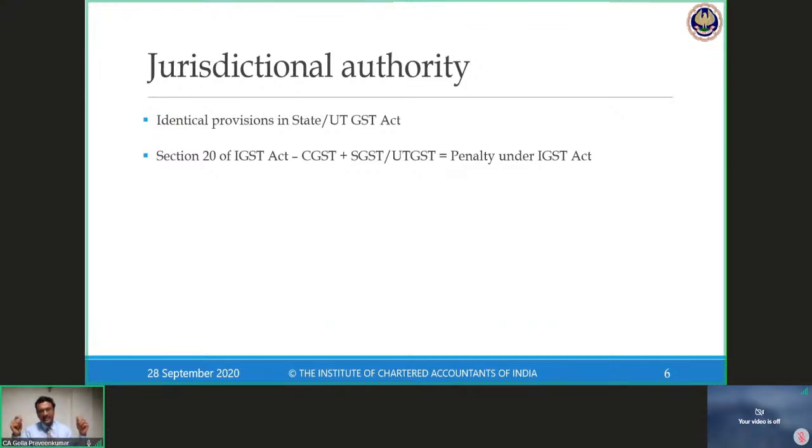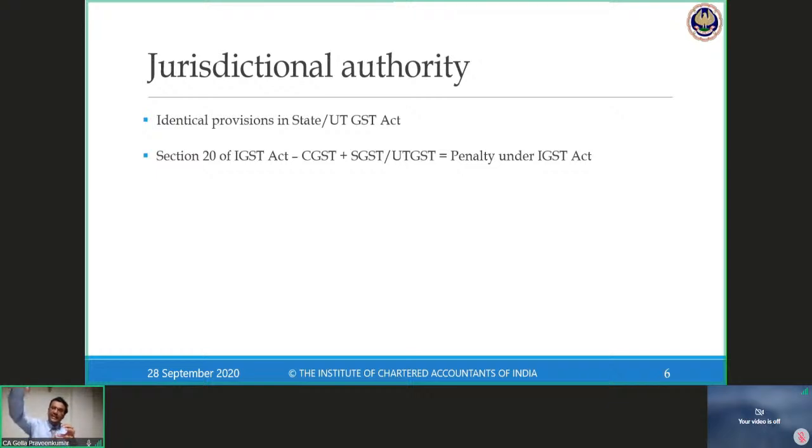A question can be asked: sir, I am a dealer registered in the state of Andhra Pradesh. I get into a transaction with a customer in the state of Maharashtra. There is an interstate movement. I am in Andhra Pradesh, my customer is there in Maharashtra.